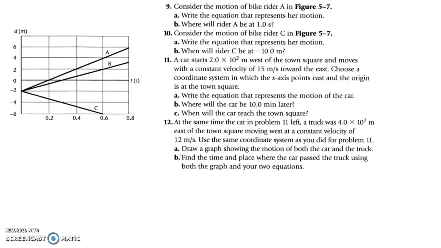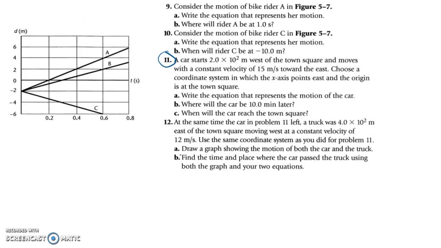I wanted to just help you out here with learning how to draw a number line diagram. We're going to use question number 11 to focus on that. A number line diagram is just a way of organizing all the information that you see about the motion of an object. When you read number 11, it says there's a car that starts 2 times 10 to the second meters west, so that's 200 meters west of a town square, moves with a constant velocity of 15 meters per second toward the east. Choose a coordinate system in which the x-axis points east and the origin is at the town square.